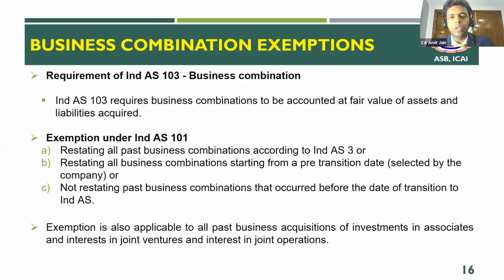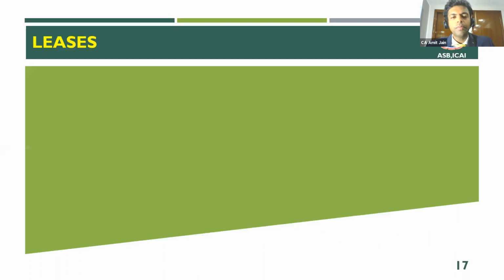So if I need to summarize, what is the business combination exemption? Very simple. First, restate all the business combinations prior to transition date. Second, do not restate any business combination existing prior to transition date. Third, restate from a particular date which is given by the management. So this is what the business combination exemption is.